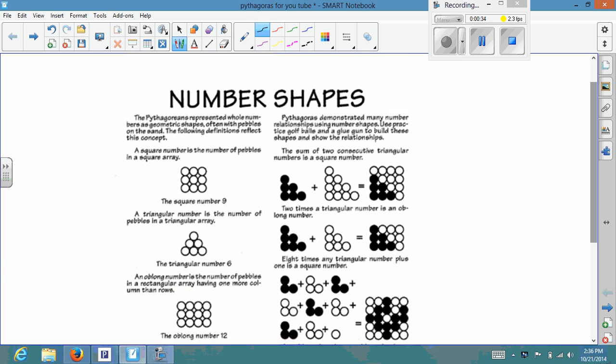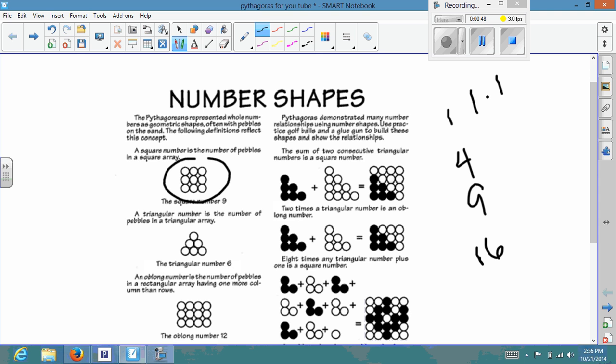The second kind of number that they just talked about were square numbers. And square numbers, the perfect square numbers, are 1, 4, 9, and 16. And that's because those numbers have twin factors, which are whole numbers. So 1 times 1, 2 times 2, 3 times 3, and 4 times 4.